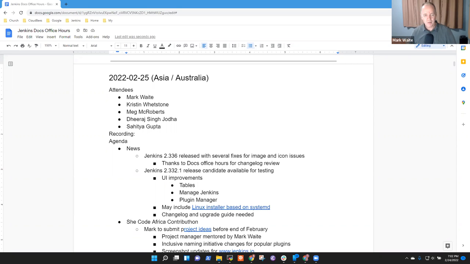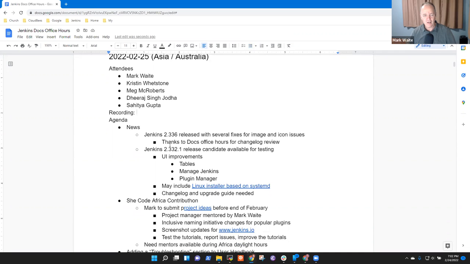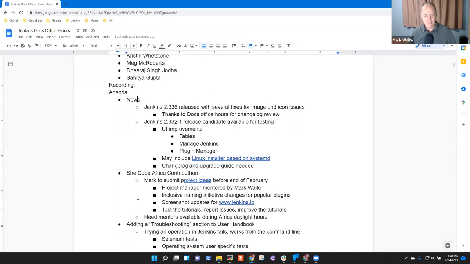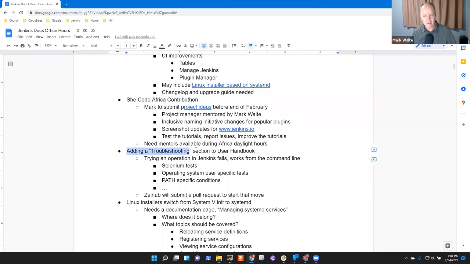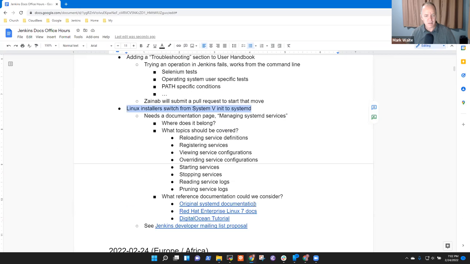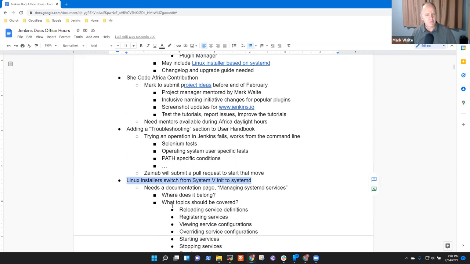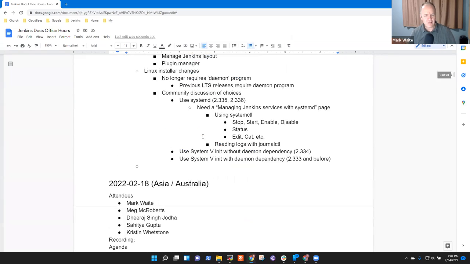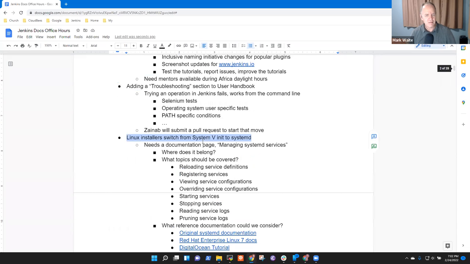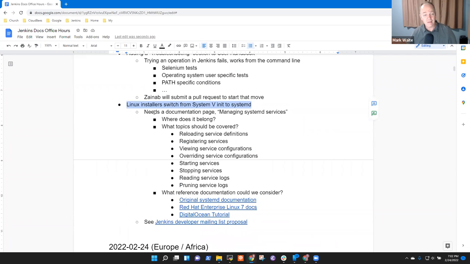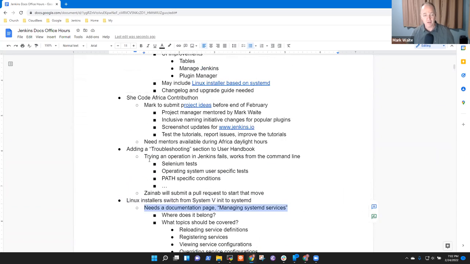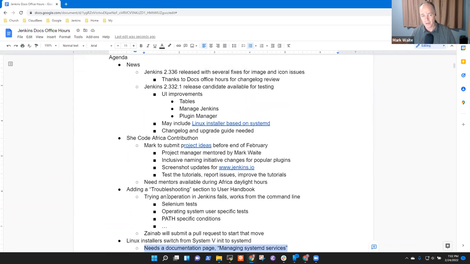Thanks for being here. Topics I've got on the agenda today include news, SheCode Africa Contributhon, adding a troubleshooting section, the switch from System V init to systemd. How did my other things not get on? Oh, yes, that's right. And this is one that needs some guidance because I wanted to have a discussion here in the group about that specific one because it's a structural question.